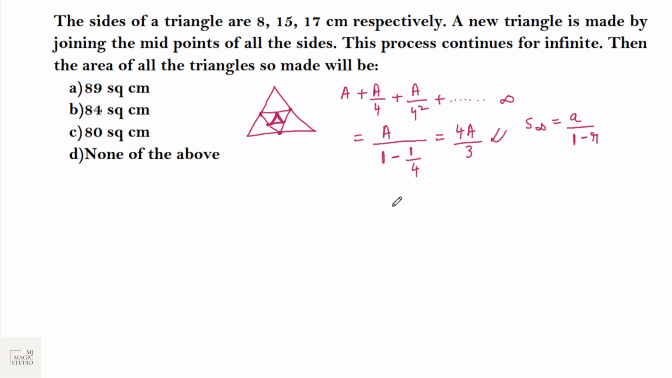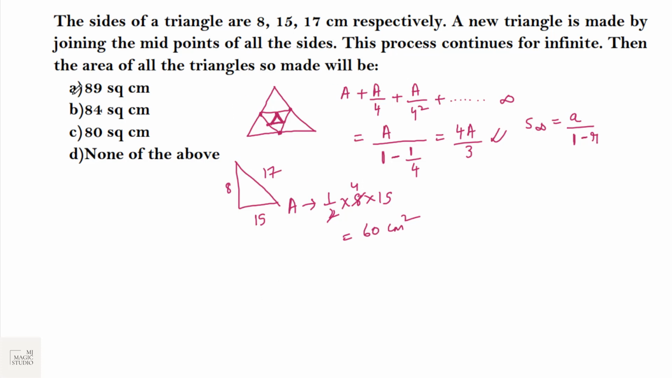If you get something like this in the case of triangles, as far as the summation of areas is concerned, the total area of such triangles thus formed will be 4 by 3 times the area of the initial triangle. Now our initial triangle is 8, 15, 17, and as I look at 8, 15, 17, I realize that these are nothing but the sides of a right angle triangle. These are triplets. 64 plus 225 is 289, that is 17 square. That means the area of this triangle is half into base into height, that is 60 square centimeter.